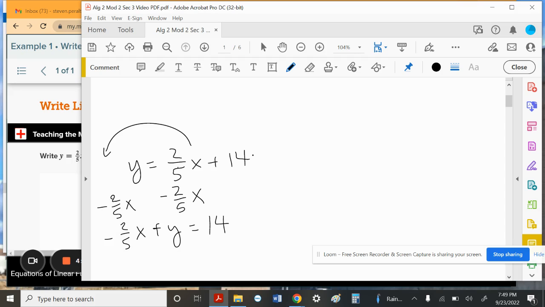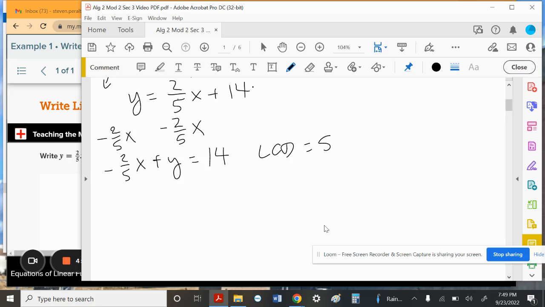And now they're not all integers, so what I have to do is multiply. I have to figure out what my common denominator is, and that's going to be 5, because this first one here has a 5. This is 1 over 1. This is 14 over 1, so my lowest common denominator would be 5. So I'm going to multiply everything by 5. That means I'm going to multiply this one by 5, this one by 5, and this one by 5. And of course, these two cancel. So I get -2x plus 5y equals 70 if I multiply 5 times 14.